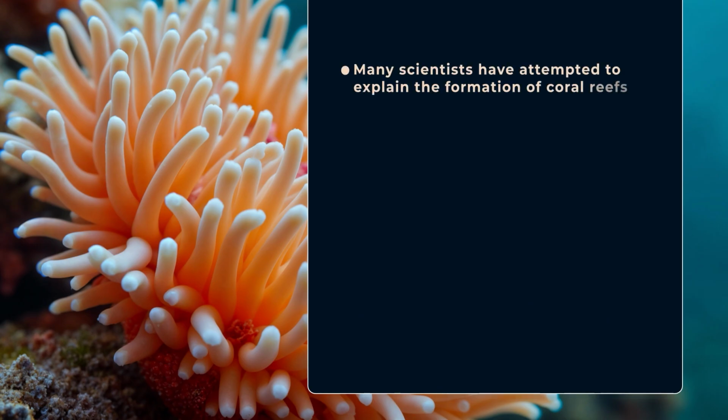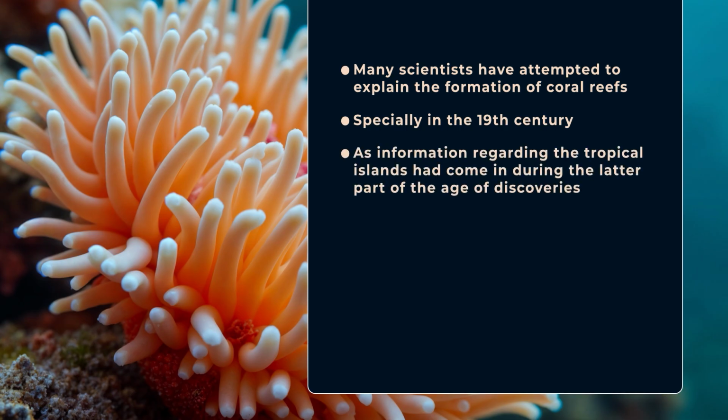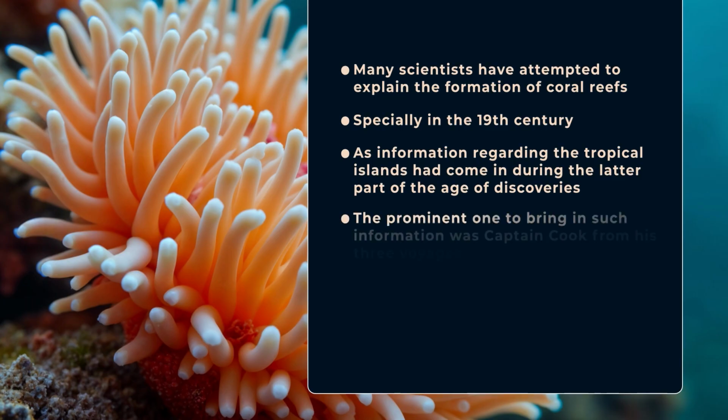Many scientists have attempted to explain the formation of coral reefs, especially in the 19th century. As information regarding the tropical islands had come in during the latter part of the age of discoveries, scientists tried to understand the origin and existence of corals. The prominent one to bring in such information was Captain Cook from his 3 voyages. He had mapped the entire coastline of the Pacific in his 3 voyages, which he undertook in the 18th century.